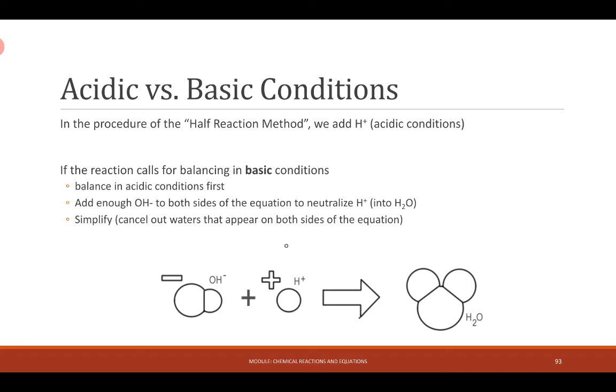Now, if you're ever asked to balance a redox reaction in basic conditions, really you need to balance in acidic conditions first and then convert to basic. When you're converting to basic, you're taking advantage of an acid-base neutralization reaction by adding OH- until you cancel out all of the H+ ions to turn them into water. Then you'll have water molecules that you can cancel out because you might have waters on both sides.